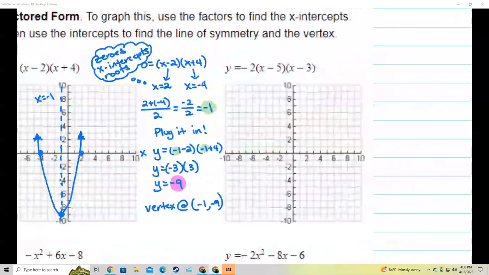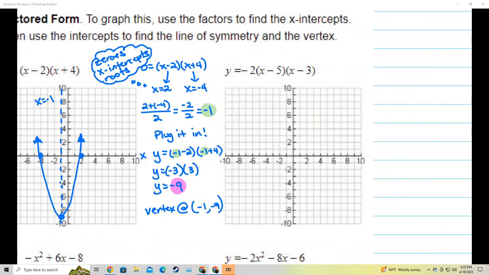Let's go ahead and sketch the second one. We're going to go through the same process. First things first, I noticed that my equation looks like this. It's already in factored form because it's completely factored. So a couple of things to note. Number one, this is concave down, and it's vertically stretched by a factor of 2.